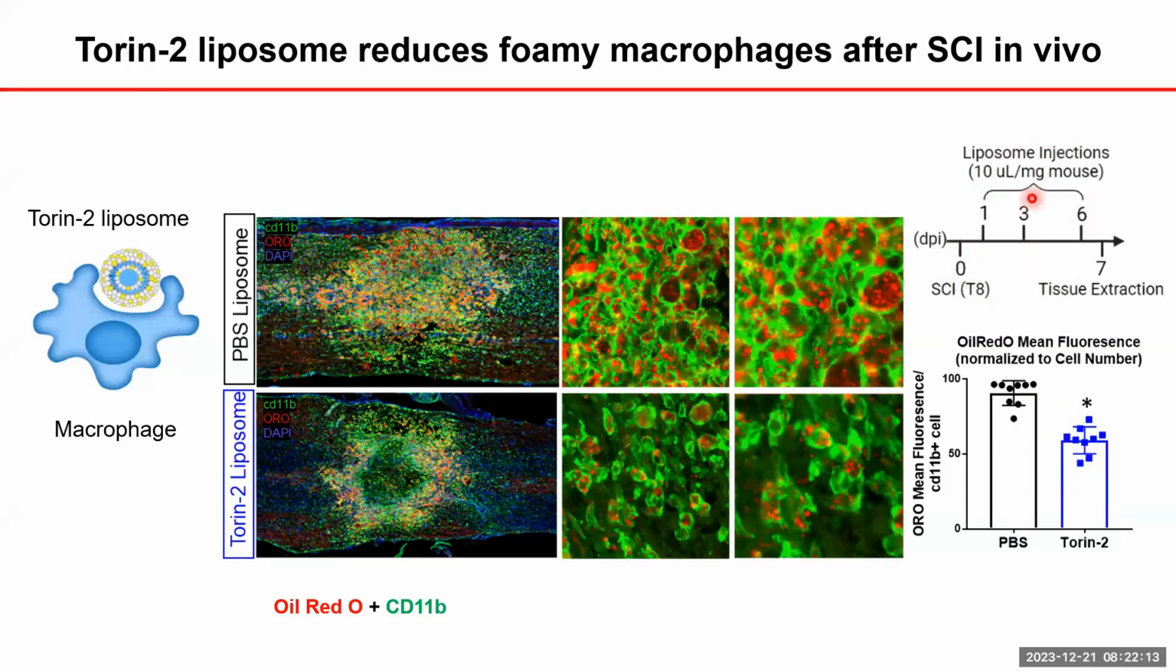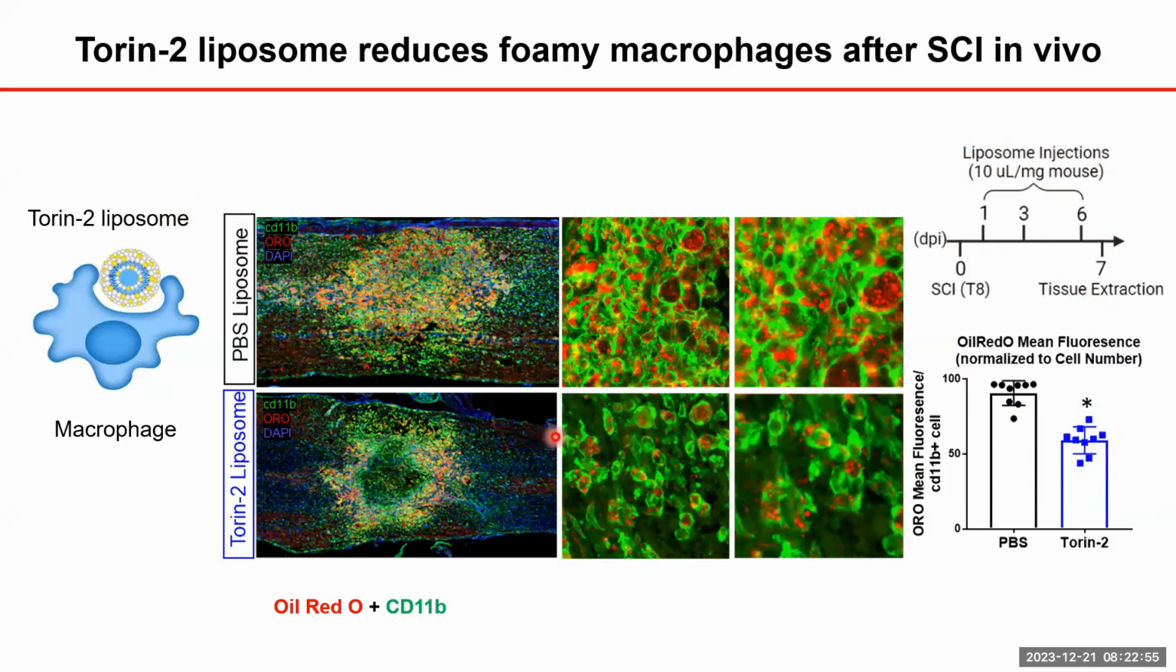This is the experimental paradigm that we used. These are, again, about 2 to 3 month old black 6 mice. We do a mid-thoracic contusion, and then at days 1, 3, and 6 after spinal cord injury, we give the liposome injections IP, and then we do tissue extraction at 7 days, and then do histology. Then these are images from those histological assessments, and these are the quantifications, validating our in vitro studies that treating macrophages with TORIN-2 decreases the lipid content.